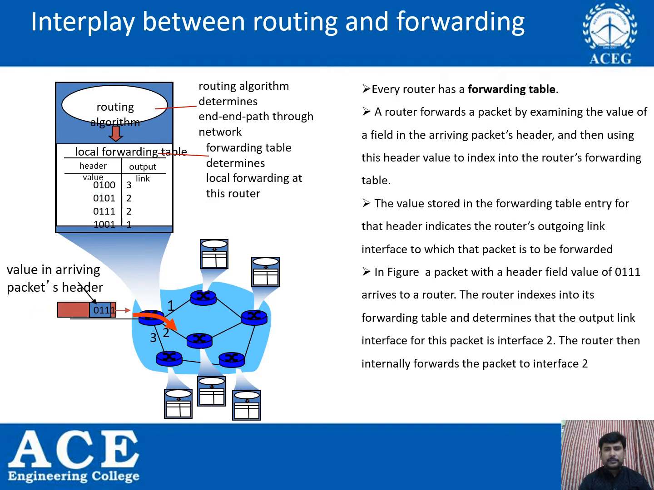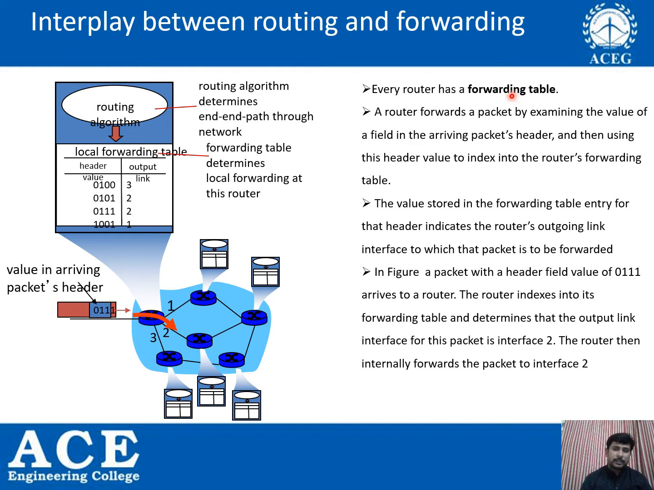So in the previous slide, we were talking about two important functions of the network layer called routing and forwarding. Let us try to understand the interplay that happens between the routing and forwarding functions. First, every router, for instance, this is the total network where the data has to be transmitted from one source to the destination, and we have a number of intermediate nodes called routers. To forward this data from source to destination, every router needs to have a forwarding table.